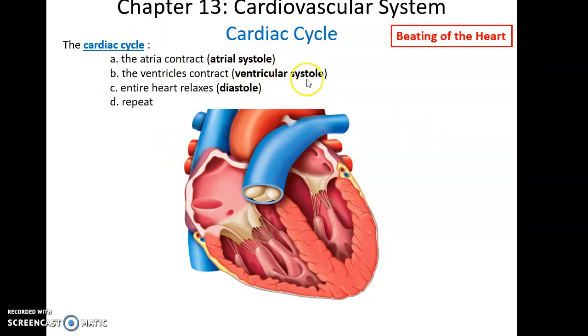Atrial systole, then ventricular systole, then diastole. On and on, the beating of the heart.